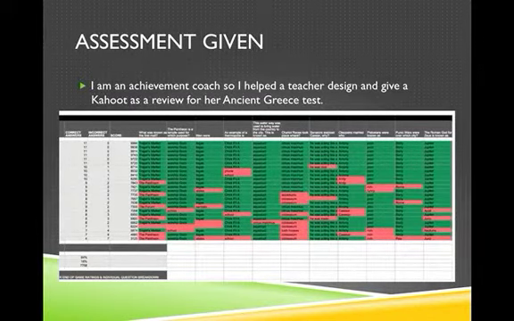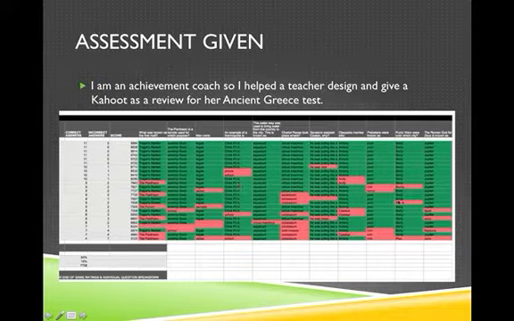So this is the report of the scores from the assessment that this teacher gave. It was her review for her ancient Greece test. So it was an 11 question review, and I cut off the student names for privacy, but it tells you the number of correct answers that student gave, and then incorrect answers as well. And then it gave you their Kahoot score.